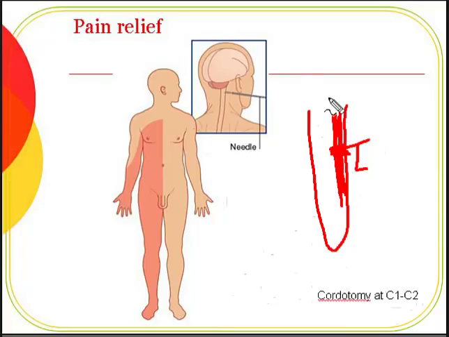Obviously, if you destroy it high up, which is what is done at the C1, C2 level, that means now the tract is carrying fibers from the entire body. So that's why this person has loss of pain, temperature, and touch on this side of the body.